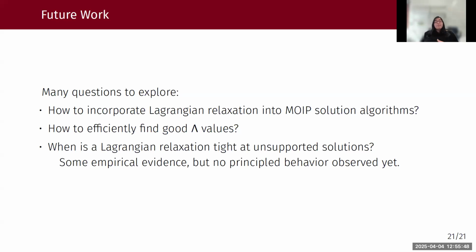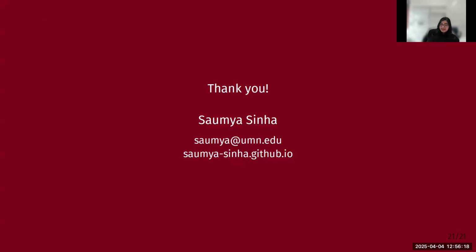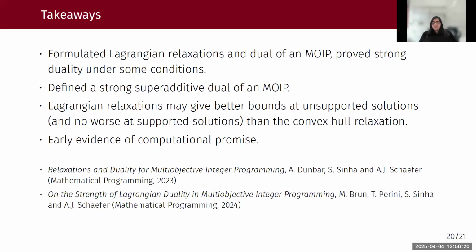We also had some observations where we noticed that the Lagrangian relaxation can be tight at unsupported solutions, whereas others where it doesn't quite attain equality. But we didn't find anything principled that would guide us towards when a Lagrangian dual is going to be tight at all the solutions. But I think there is hope that some kind of problem structure might provide insight, but nothing yet. Definitely interested in exploring that question. That's all I have to say. I think I'm at time, so I'll stop here for questions.